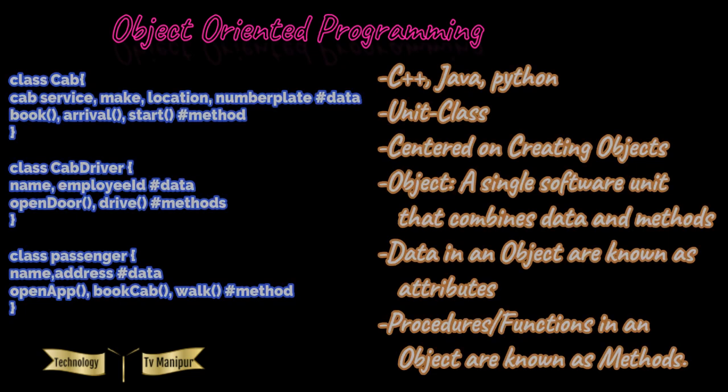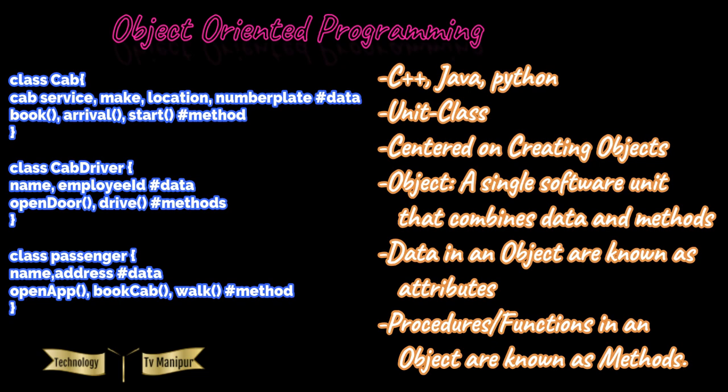So a class, we have learned, is a blueprint in which we can have data and methods. For example, for a cab class, what attributes can this cab class have? For example, a cab service: which cab service we want to take. What is the make of the cab? It is a door-to-door or a BMW or a Volkswagen car.